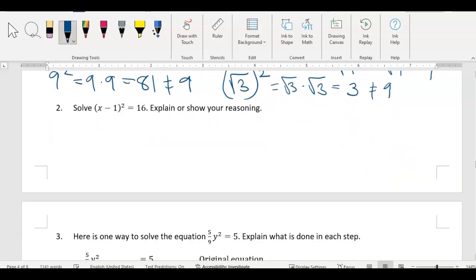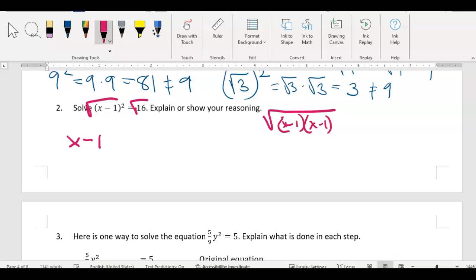So this says solve x minus 1 all squared equals 16. So here's where we would take the square root of both sides. When we do that, we get x minus 1. Taking the square root of a square leaves what's underneath the square, right? So if I take the square root of 4, for example, it gives me 2, because 2 times 2 is 4, right? So taking the square root of this is taking the square root of x minus 1 times x minus 1, right? So when I take the square root, only one of these is left, one of the parentheses is left.